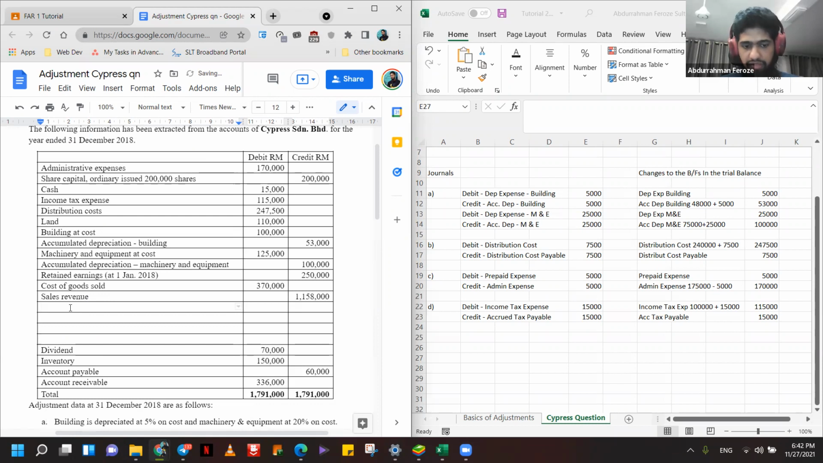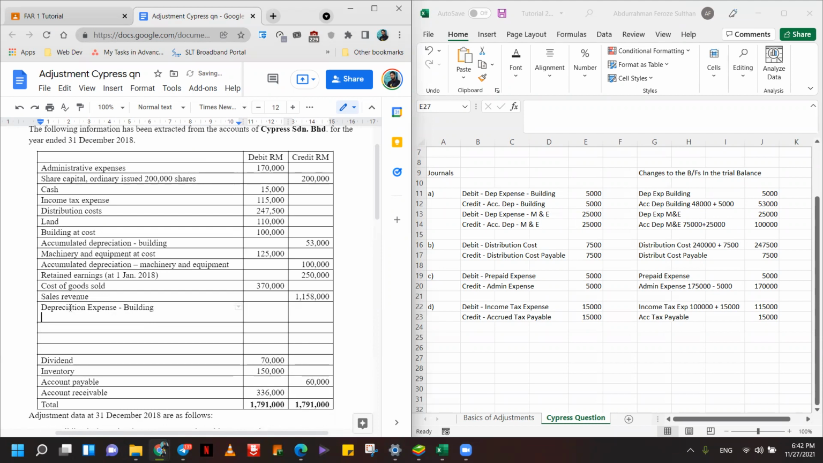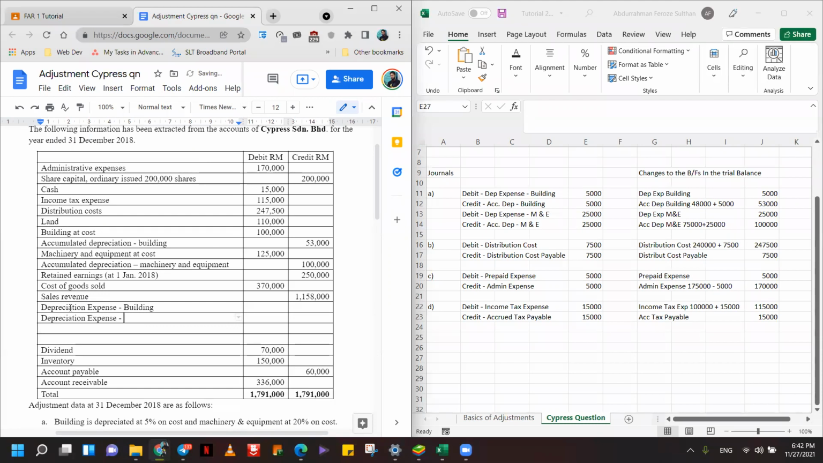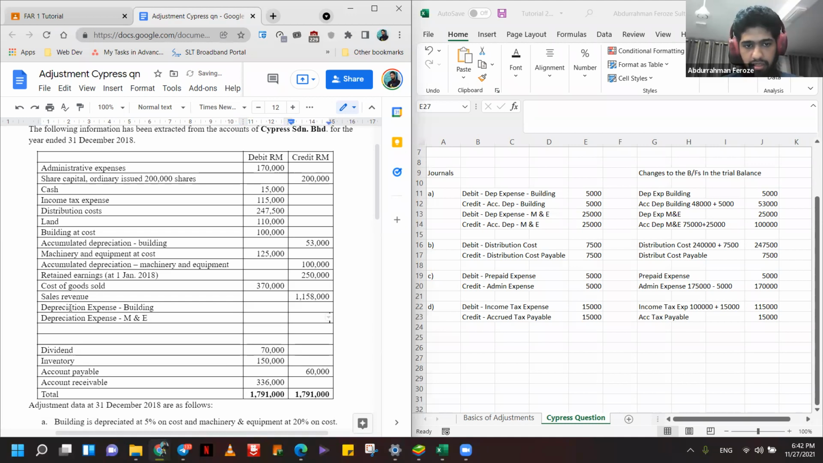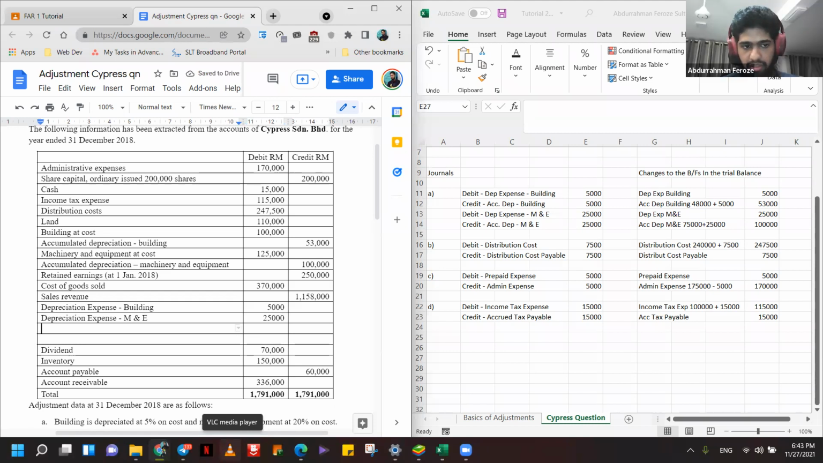Okay, so we have depreciation expense building, and then we have depreciation expense M&E. How much is this? 5,000, correct? Yeah. 5,000, and this is 25,000.